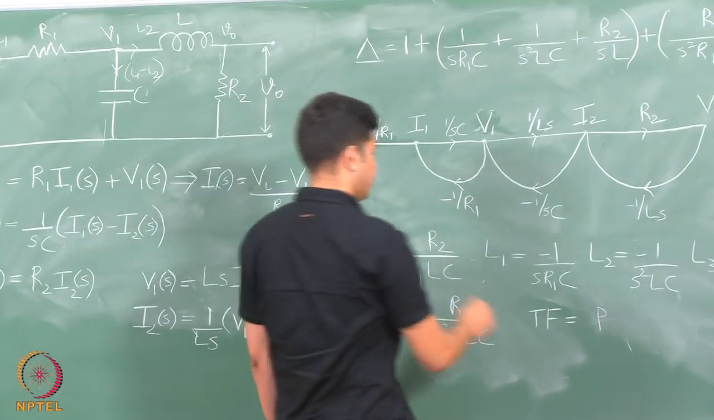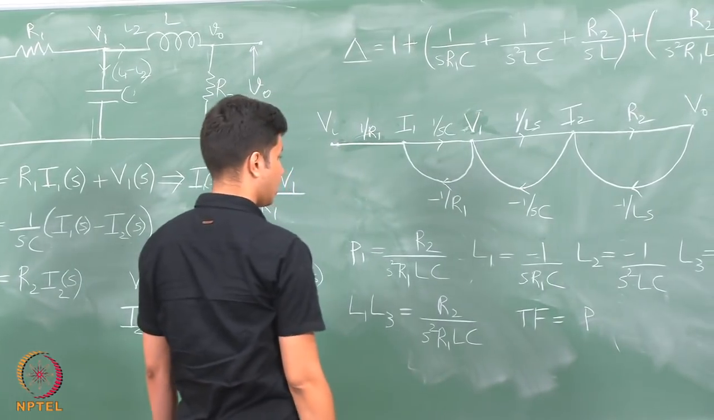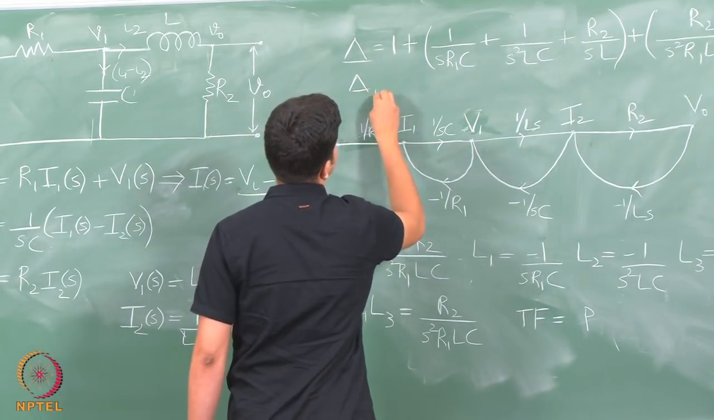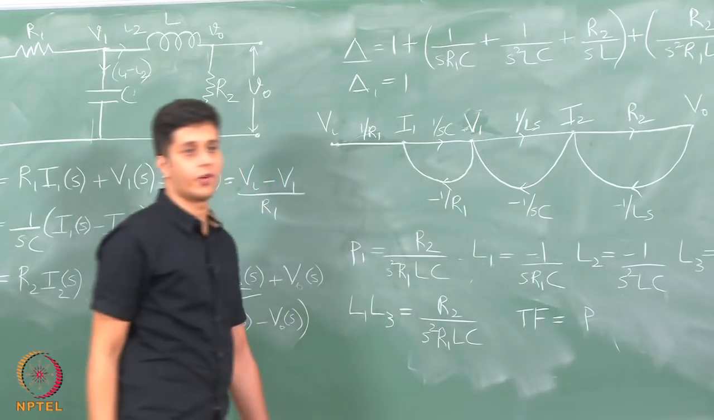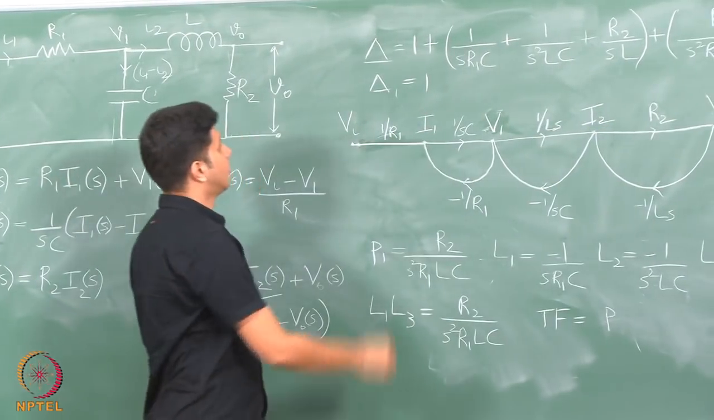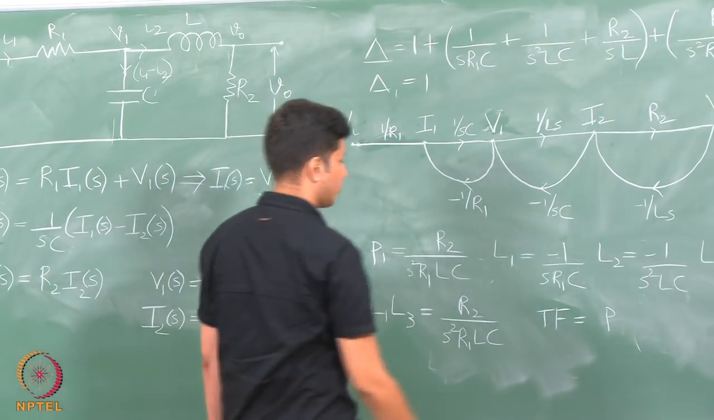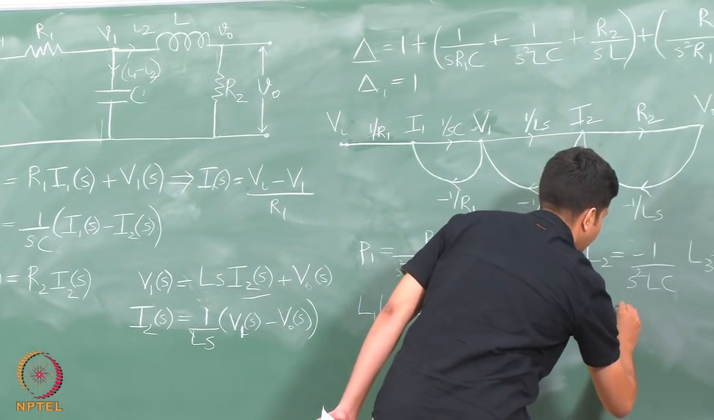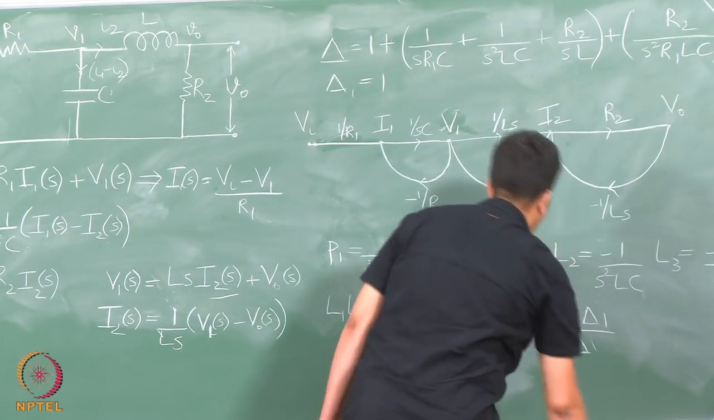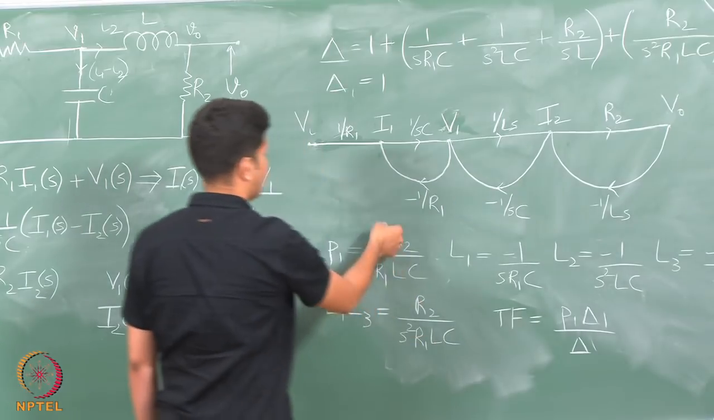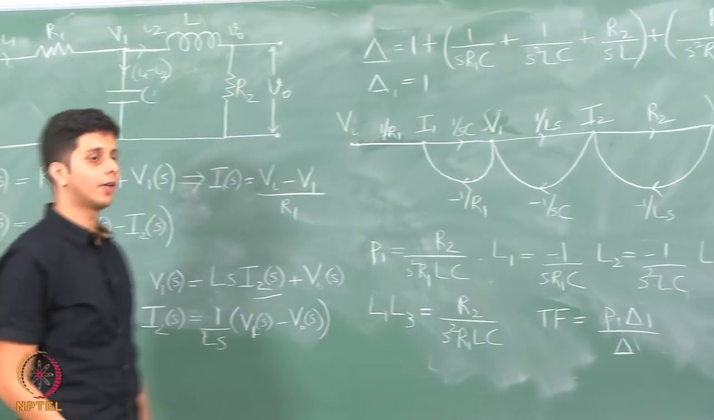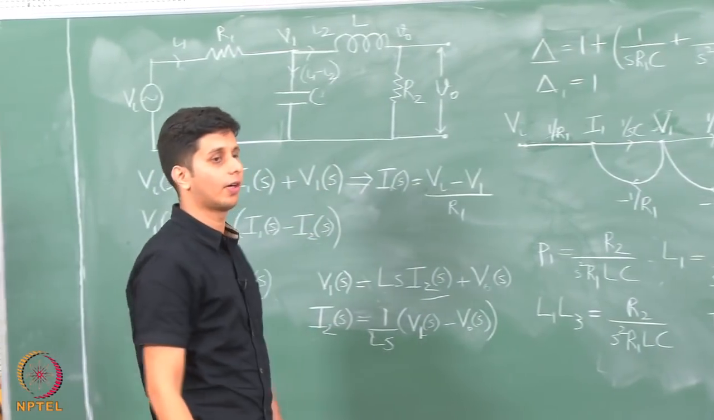And what about delta 1? Delta 1 should be 1 because there is no loop which is actually not touching the forward path. So when you go from here to here, every loop is being touched. So delta 1 is 1. So what will be the overall transfer function is simply P1 delta 1 by delta, which is nothing but P1 divided by this whole delta. So you can just simplify it and find out the overall transfer function.